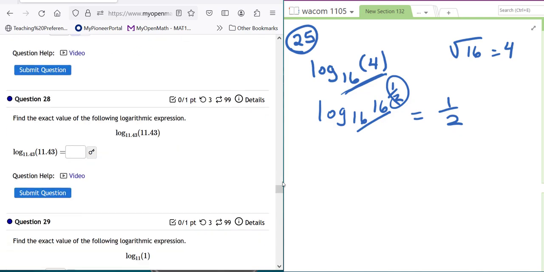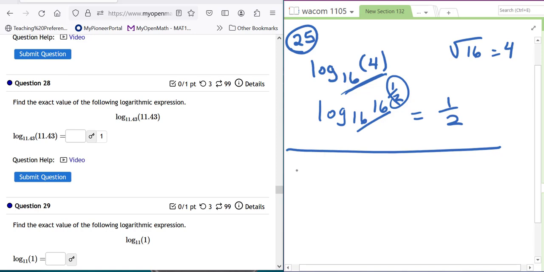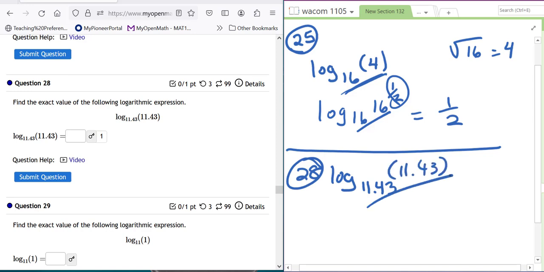The next one, weird numbers, but they're already identical. It's going to be 1. Anytime you're taking the log of the same thing, and that's another rule, right? When we could get them the same, it would be the exponent. This is the next rule, and we can do it on this weird one. Okay, when they're already the same, the answer is 1.